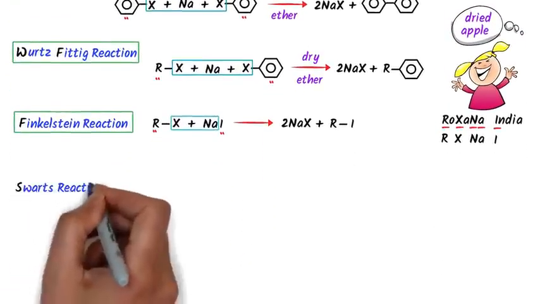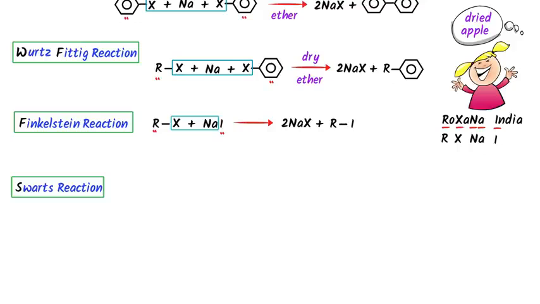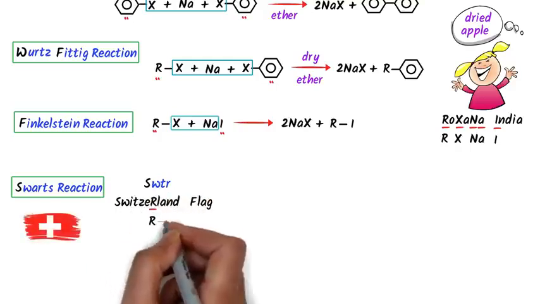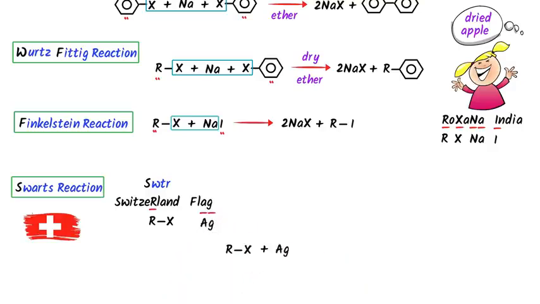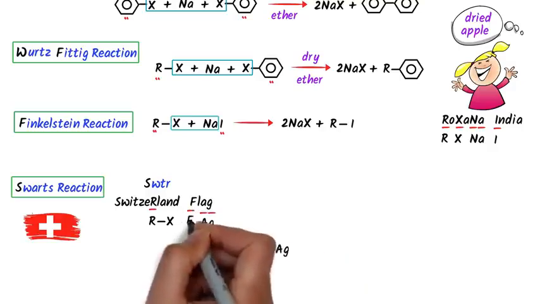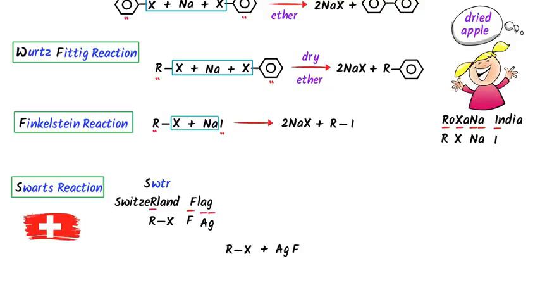Fifthly, consider the Swarts reaction. Remember that in the Swarts reaction, I select SAR. Now this SAR reminds me of the Switzerland flag. This R and Switzerland remind me of RX. Now the Ag and the flag remind me of Ag or silver. F and the flag remind me of F, fluorine.